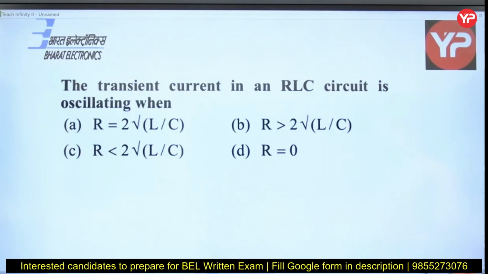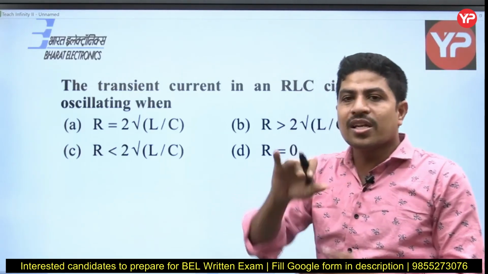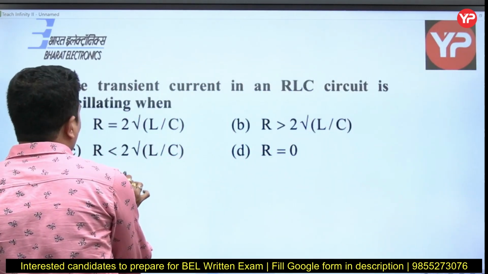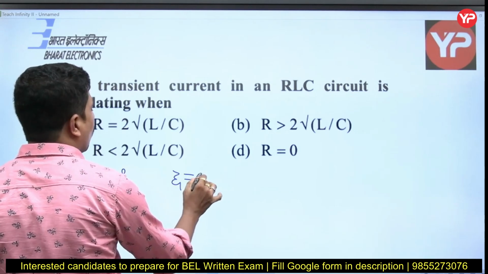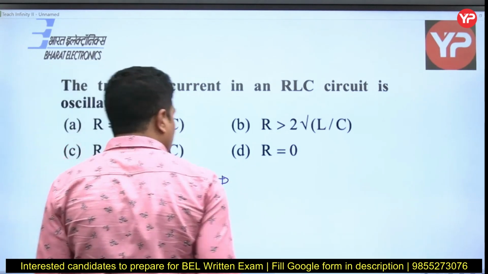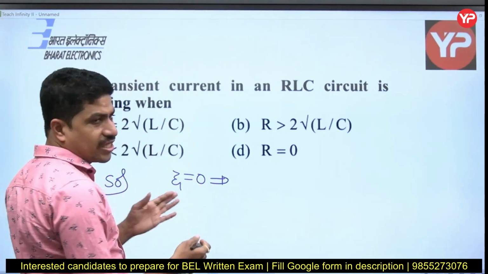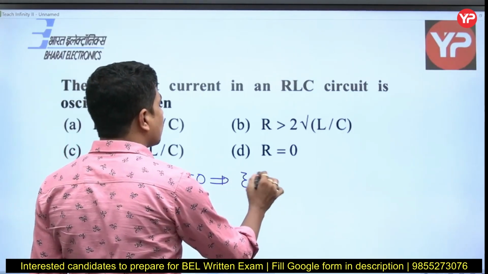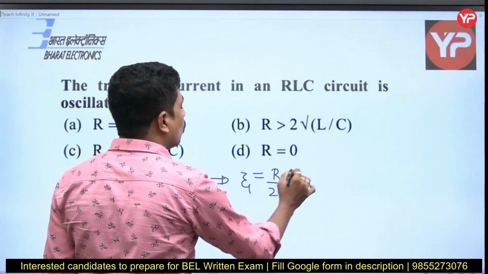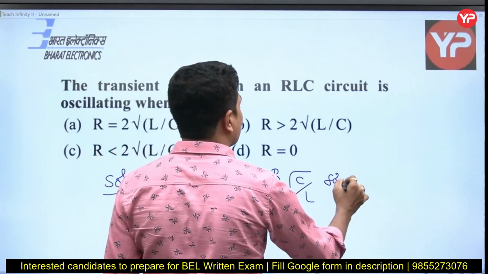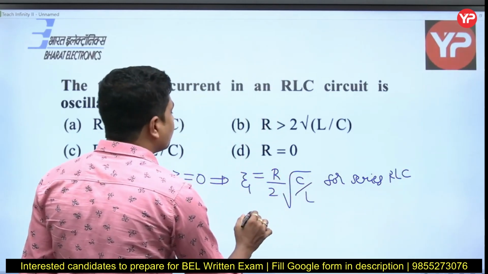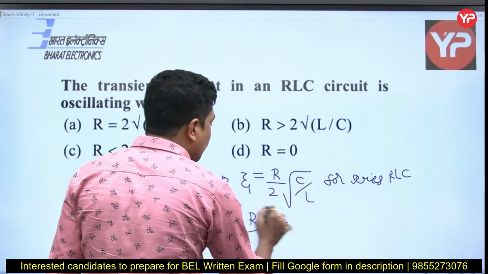The transient current in an RLC circuit is oscillating. You want the oscillation of the current. If it is series RLC, zeta is equal to 0, or parallel RLC also, for zeta equal to 0 the response is purely oscillatory. What is zeta? Zeta is equal to R by 2 into root of C by L for series RLC. For zeta to be 0, R must be equal to 0.